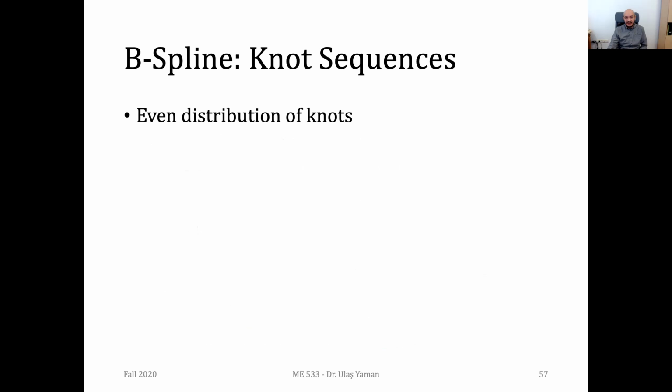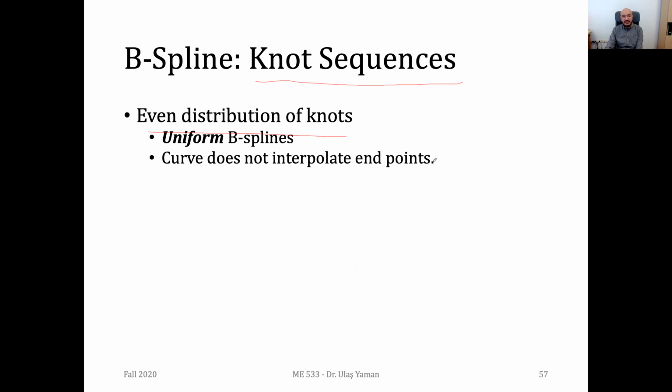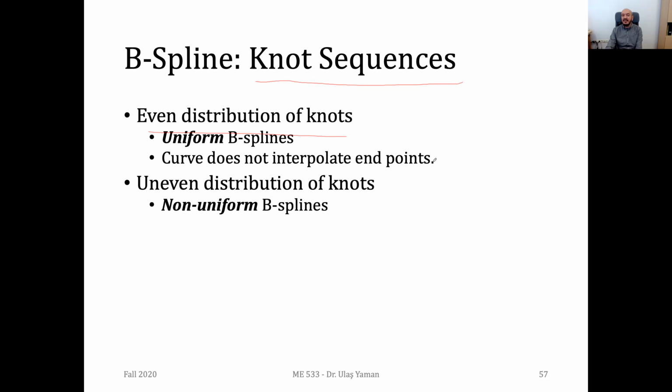So the thing in B-splines or NURBS curves is that we need to have a knot sequence. This is a highly important issue, maybe the most complicated thing in NURBS curves. If you cannot define the knot sequences properly, then you will fail. In the uniform B-splines, we have an even distribution of knots, and we know that the curve is not interpolating, it's always approximating. But once you have an uneven distribution of the knots, that means you are working with non-uniform B-splines. You are working with NURBS.